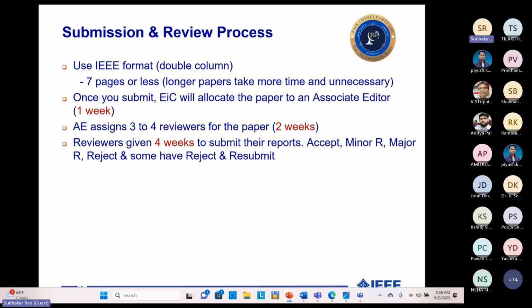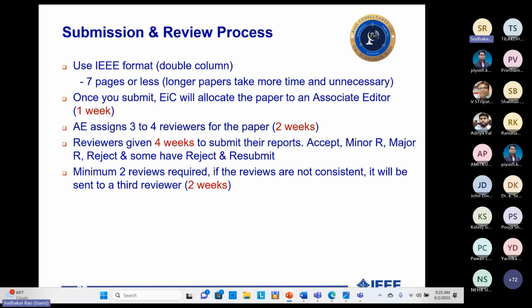So typically, if it is a very good paper, then people accept. It's very rare though to get accepted in the first shot. Then minor revisions, major revisions, reject. Some have reject and resubmit, like AWPL. So they might reject the paper in the present form, but if the paper has some merit, you can ask them to resubmit by following certain suggestions from the reviewers.